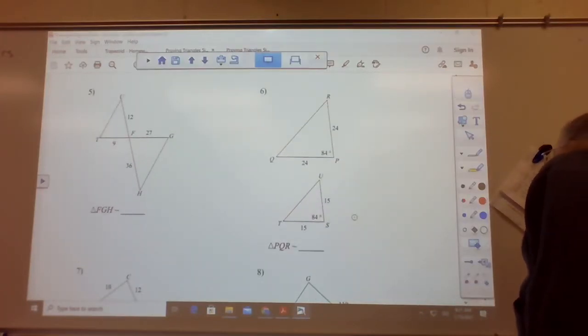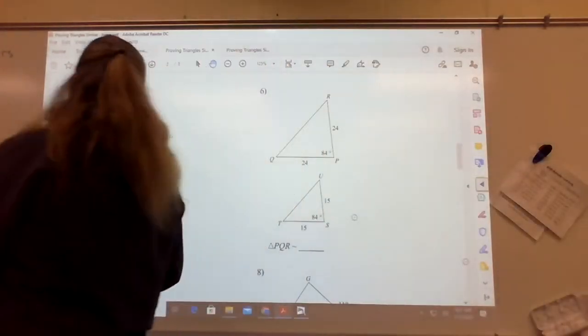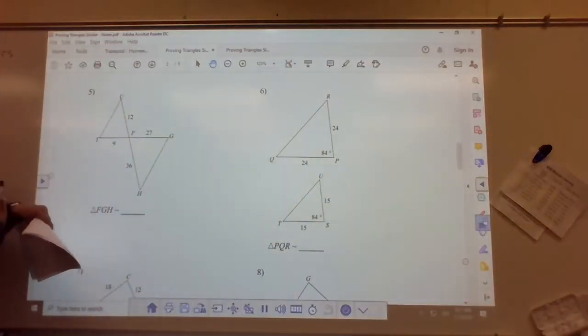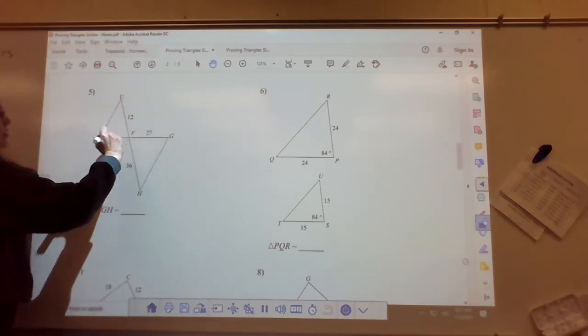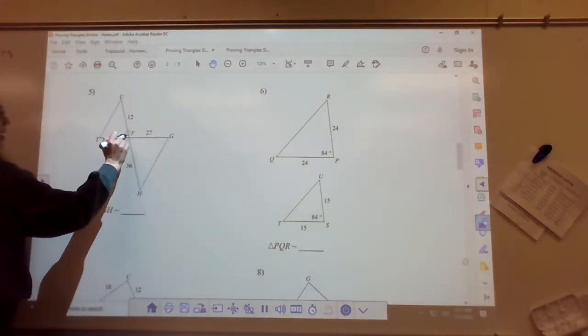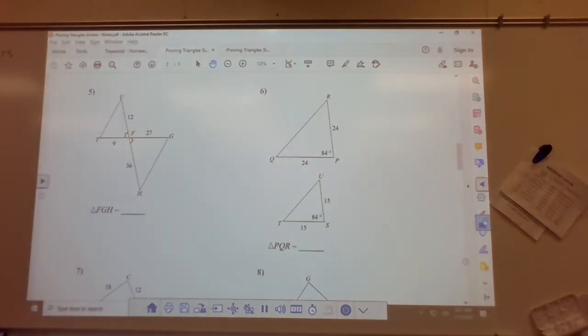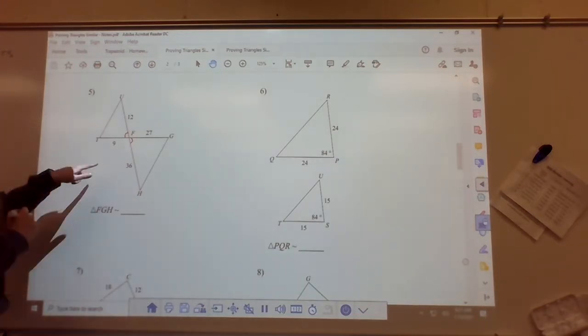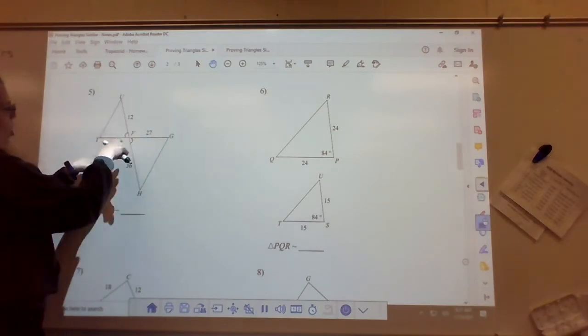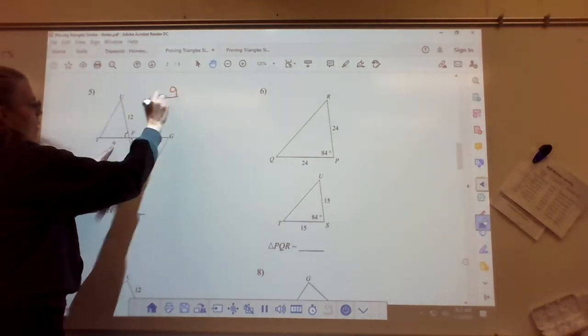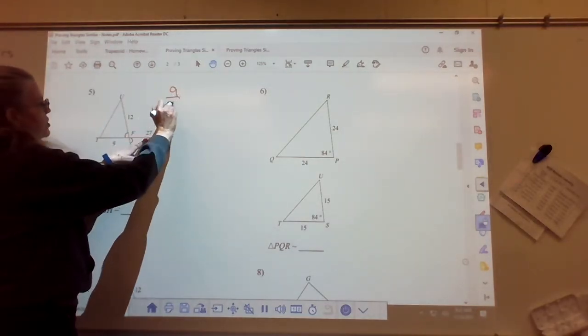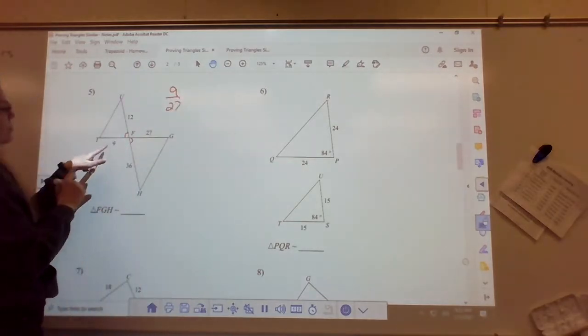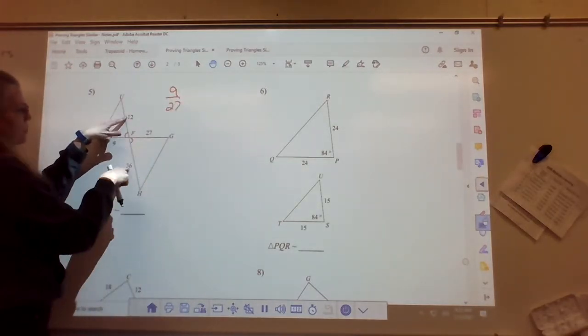Five, six. Now 5, again, I've got this bow tie going on. So because I've got this bow tie figure 8, I can mark my vertical angles. So I have an angle, but I don't have any other angles. But I do have a couple sides. 9 is the smallest on this one. 27 is the smallest on this one. So I'm comparing 9 with the 27, 12 and the 36.